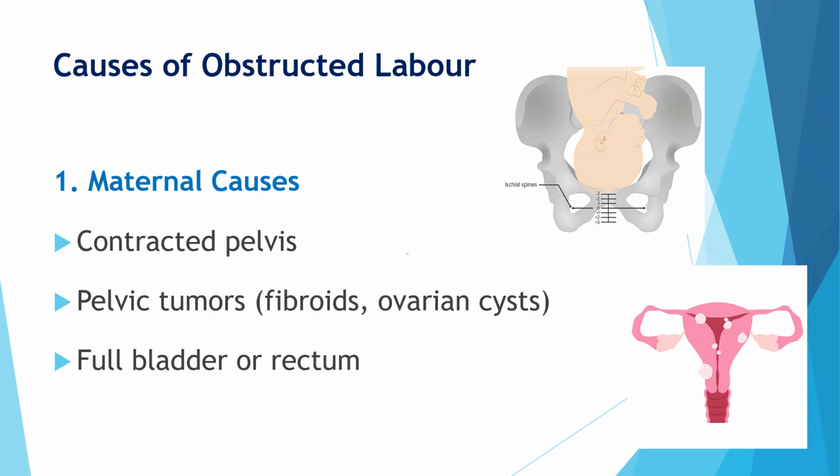Maternal causes of obstructed labor are problems from the mother's side that block the baby's way out. For example, if the pelvis is too small or narrow, the baby cannot pass through easily. Sometimes there may be growths like fibroids or ovarian cysts in the pelvis, which act like a physical blockage. Even a full bladder or rectum can press on the birth canal and slow down or stop the baby's descent. So basically, anything in the mother that reduces space in the birth passage can lead to obstruction.